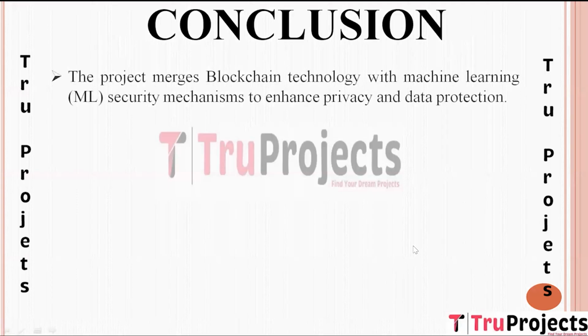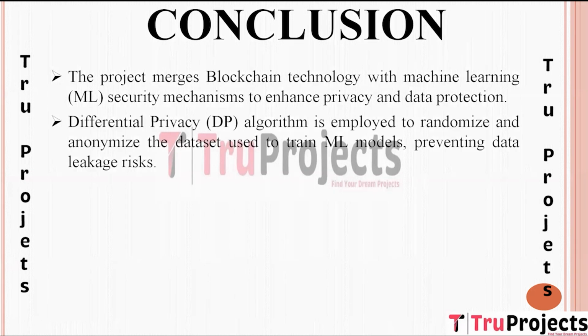The conclusion of the project is, this project brings together the capabilities of blockchain technology and machine learning security mechanism to enhance privacy and data protection. By integrating the two, it creates a robust framework for safeguarding sensitive information and enhancing the security of machine learning applications. The project uses differential privacy, a privacy-preserving algorithm, to add randomization and anonymization to the dataset used for training machine learning models. This step is crucial in preventing data leakage risk, ensuring that individual data points cannot be easily identified or extracted from the dataset.